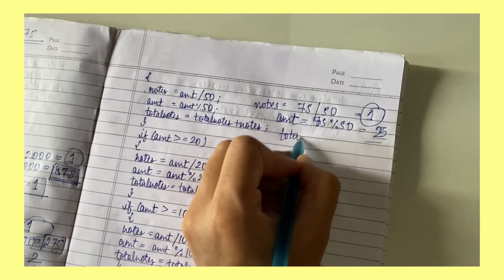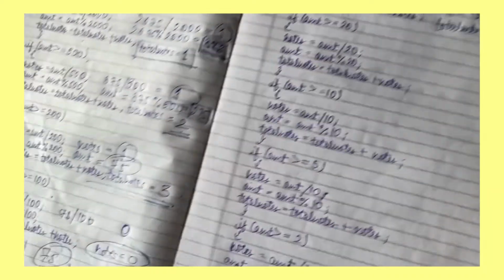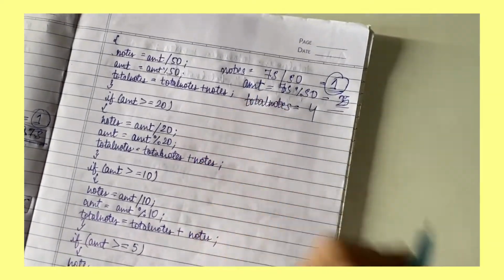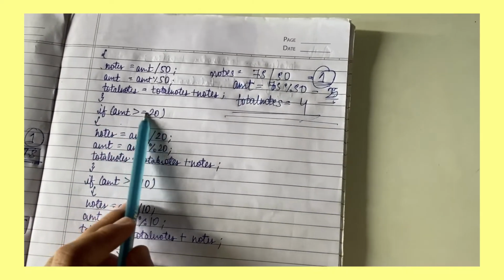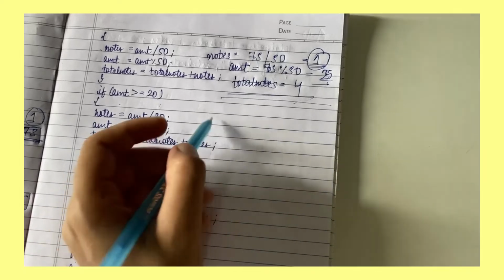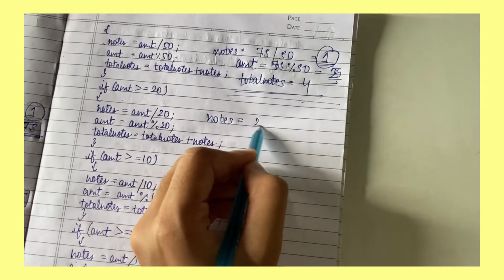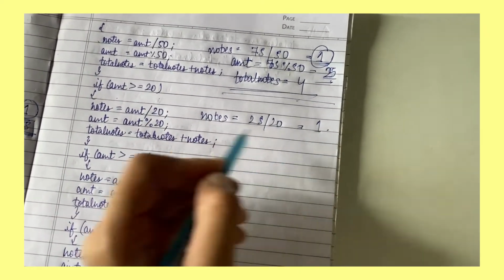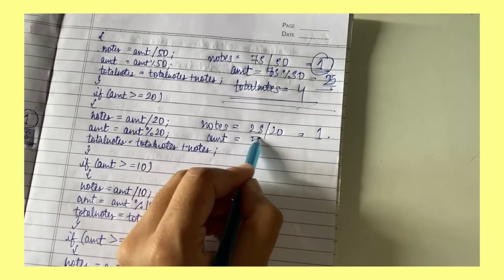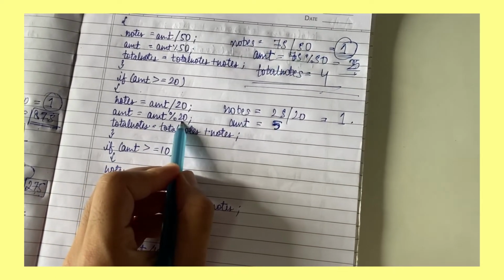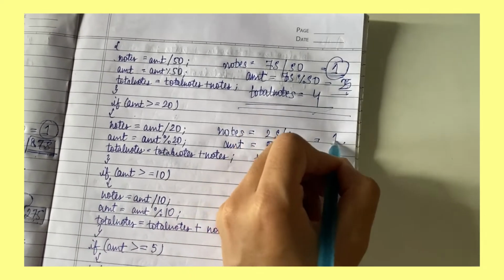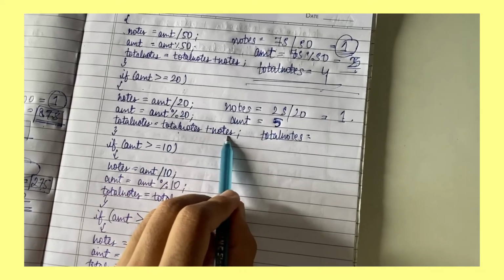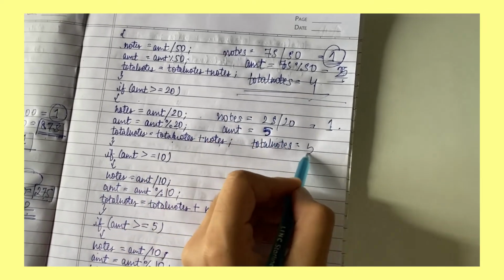And the total notes will be, initially what was the total notes? 3. So 3 plus 1, that is 4. So the total notes now are 4 and the amount is 25. 25 greater than or equal to 20, condition true. So the notes will be 25 by 20, that is 1. The remaining amount is 5, 25 modulus 20 is 5. Total notes are total notes plus notes: total notes are 4, notes are 1, that is 5.